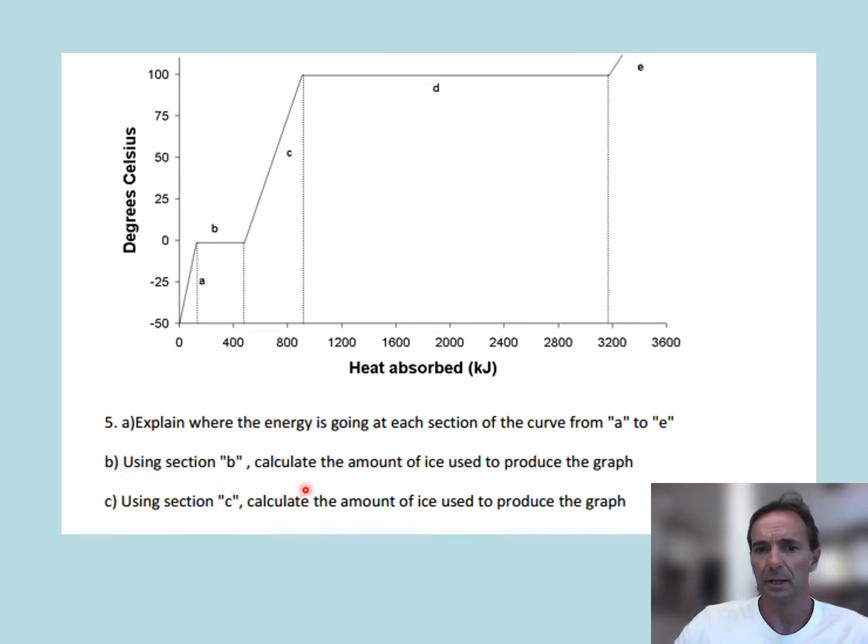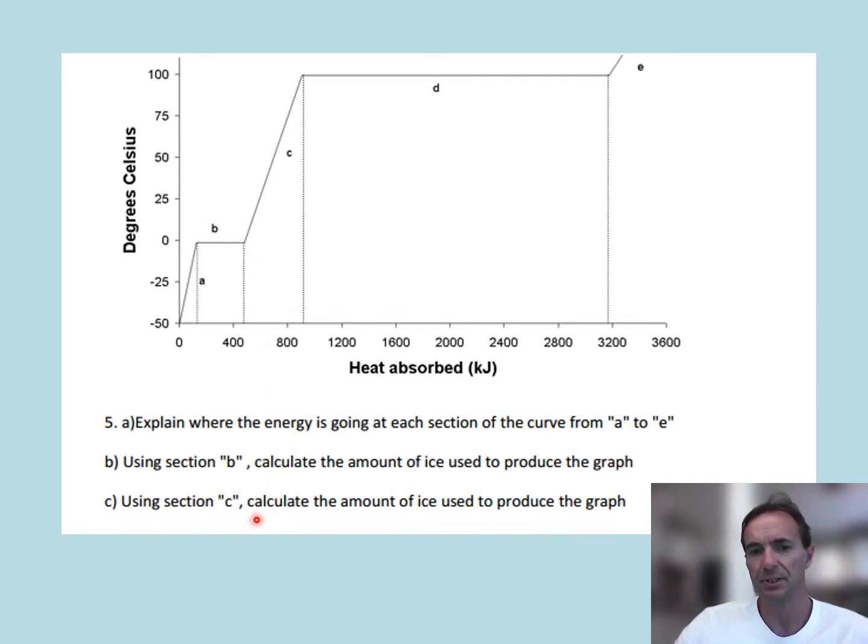Using section B, calculate the amount of ice used to produce the graph. So here we go, just this one here. It takes that amount of energy to be able to completely melt. Use the specific latent heat of water, which you'll be given, to be able to do that.